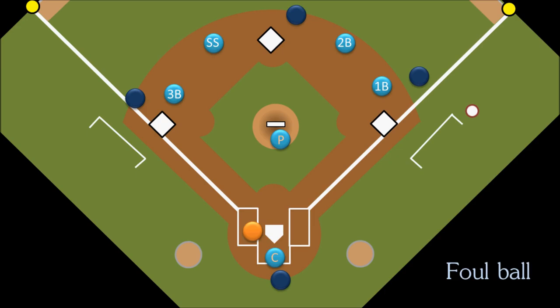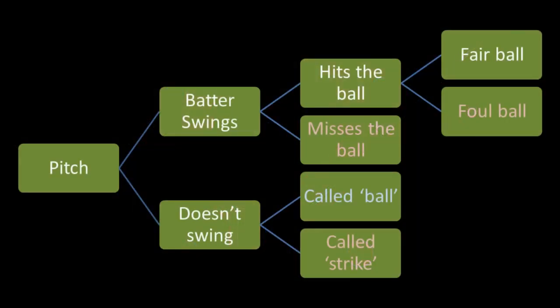Let's jump back to our flow chart, which appears to have grown since the last time we saw it. And we'll see here what we just looked at. Not swinging at a pitch can result in a pitch inside the strike zone, which would be called a strike by the umpire, or it can result in a pitch that was outside the strike zone, which the umpire would call a ball. If you swing at the pitch and miss it, this is a strike as well. And finally, if you do hit the ball and it goes into foul territory rather than fair territory, this is also a strike.